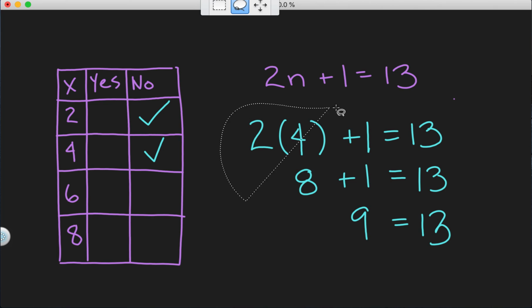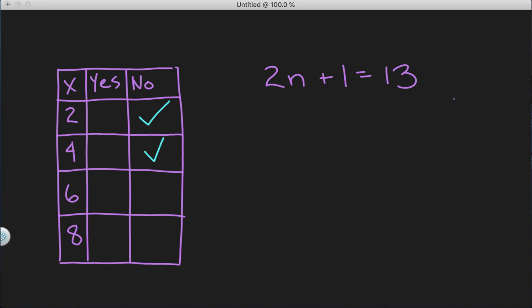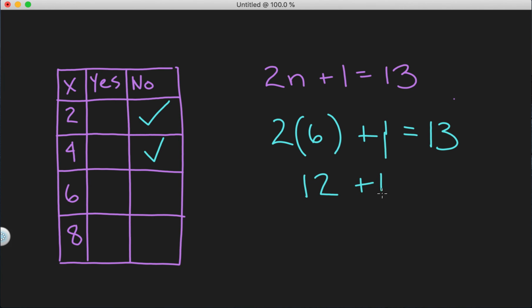We're going to do the 6. We get 2n plus 1 equals 13. Plugging in the 6, 2 times 6 is 12 plus 1. And 12 plus 1 is 13. So 13 equals 13. Shows that this is true. So yes, my 6 is a solution.